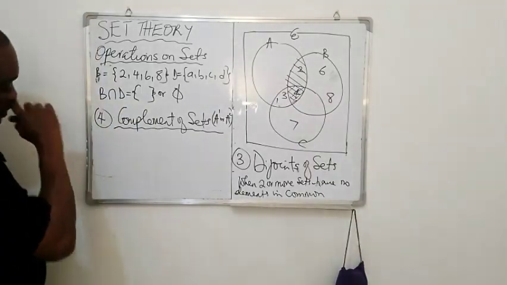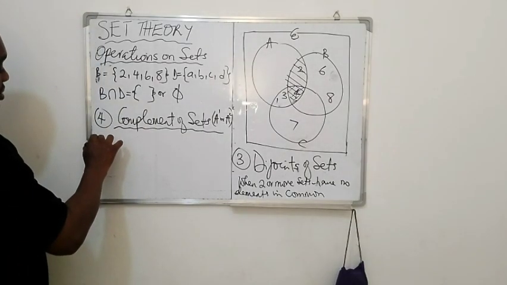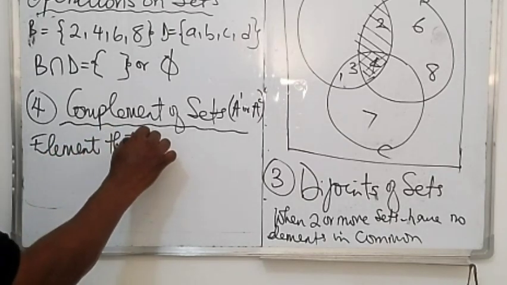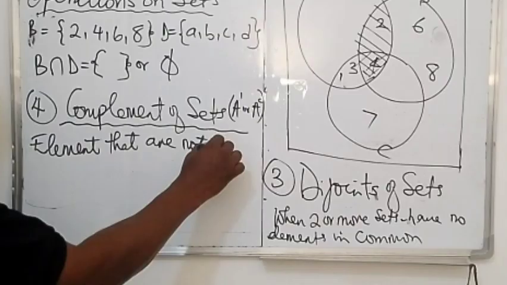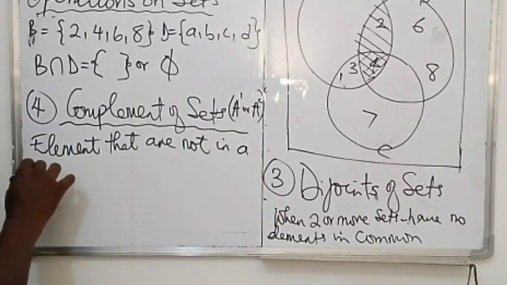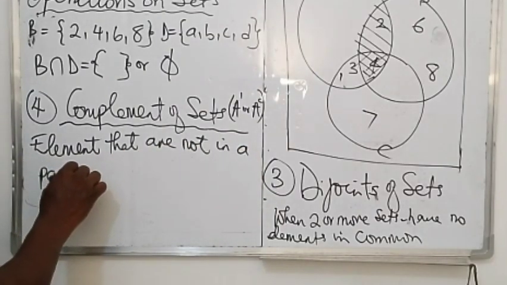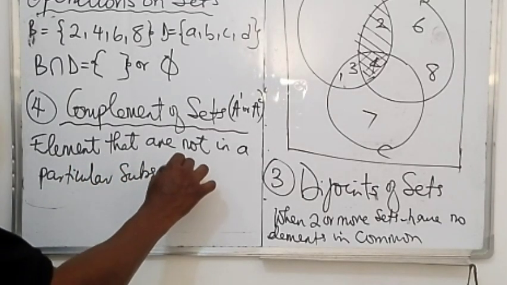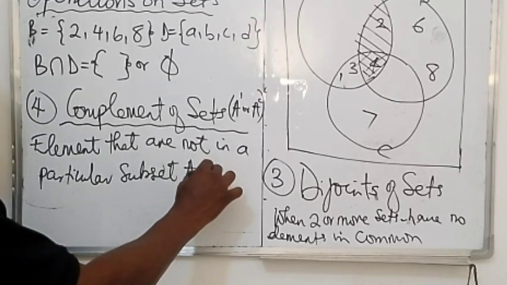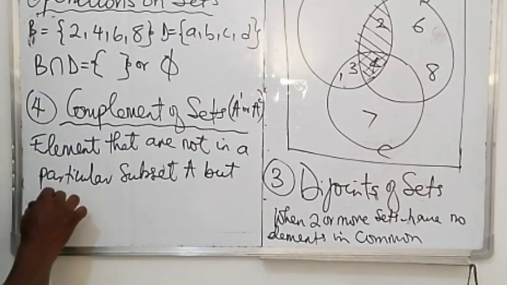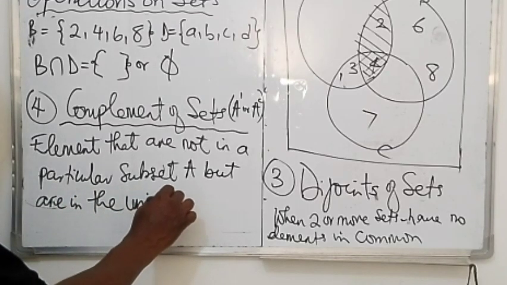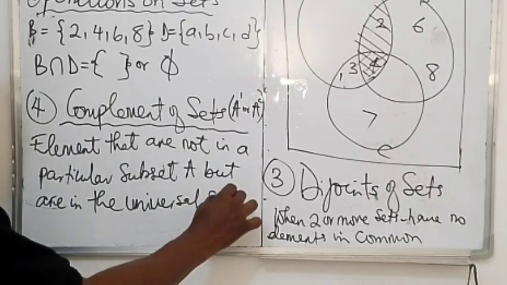So complement of a set refers to elements that are not in a particular subset, maybe A, but are in the universal set mu.